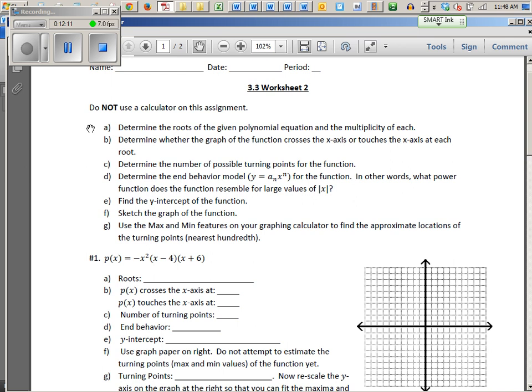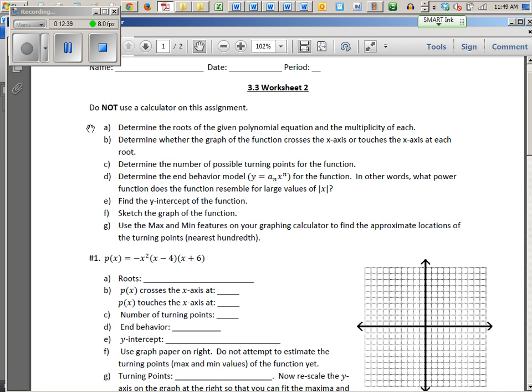Okay, so this one is a little bit different from the last one, only in some of the questions, but the ultimate objective is the same. You're trying to sketch the function. So the first thing you do is find the roots and the multiplicity. Second, determine whether it crosses or touches the axis at each root. We went over that. The third is determine the possible number of turning points for the function. That's new. And then determine the end behavior model. It's kind of new, not really.